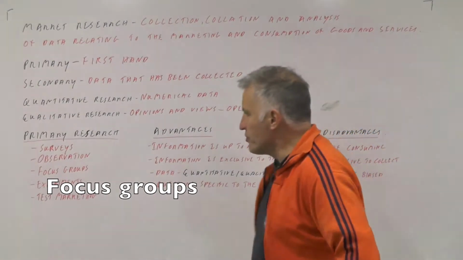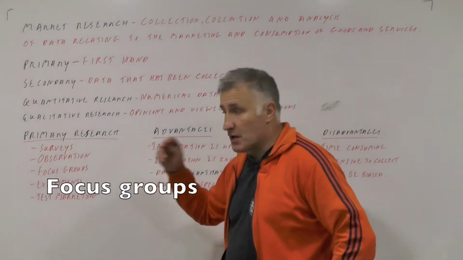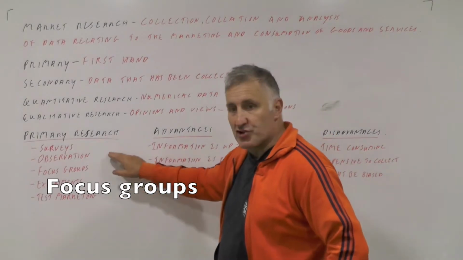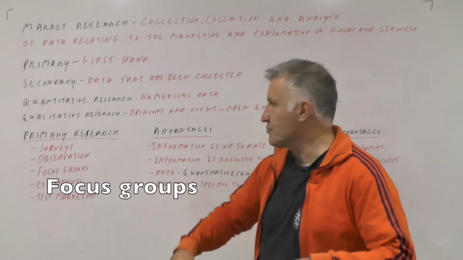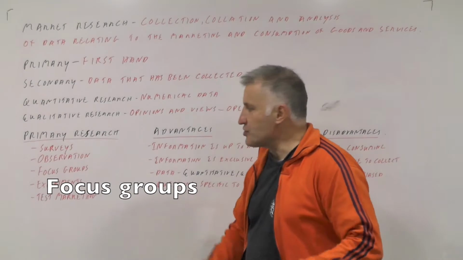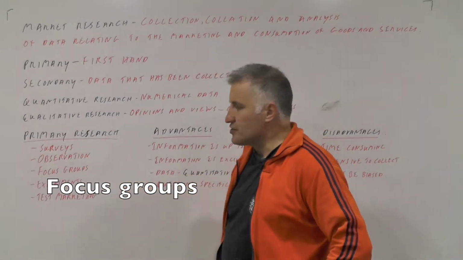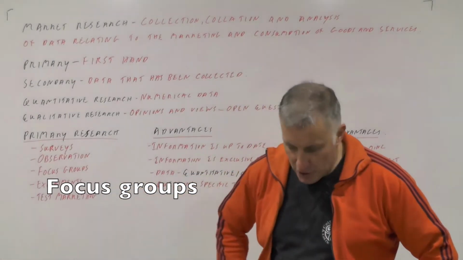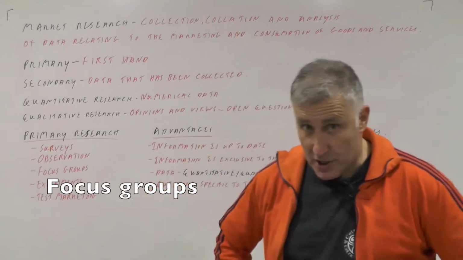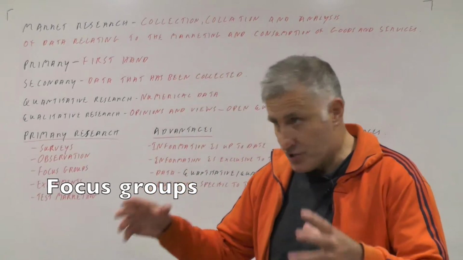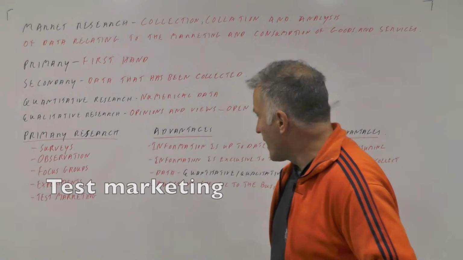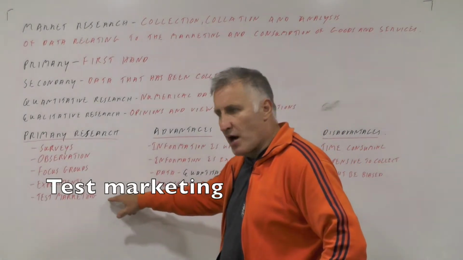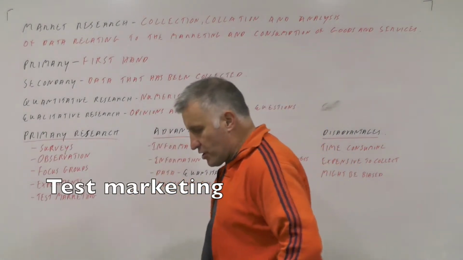Okay, but when we do primary research, there are lots of different types. We can do surveys. We can just do observation, we can bring in a focus group and ask them qualitative research, open-ended questions. We can do experiments, and you can also do test marketing, which is when you bring out a product in a particular area and try to sell it just to see how it goes. So that's actual real live marketing. So that is primary research.